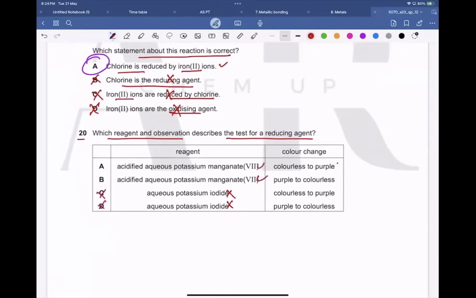And the color change would not be colorless to purple. So A goes wrong. It's from purple to colorless. So B is correct. Very good, Ammar. Very good, Zainab. Very good, Yusuf.